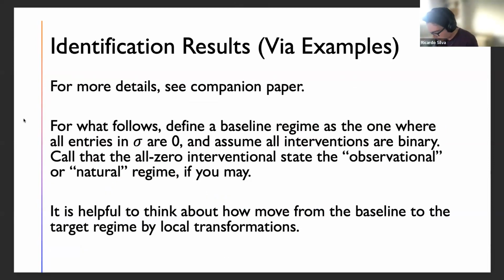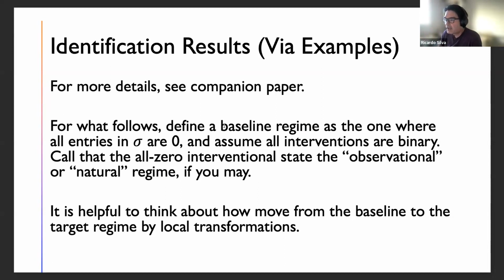Now, given that you have this set up, you can describe a set of identification results that complements what you have already in the DAG literature. I'll describe it here via some examples. There's a companion paper for this talk. We'll go into the details step by step, but here I'll just illustrate how we could decide whether you have identifiability from the data that you have.